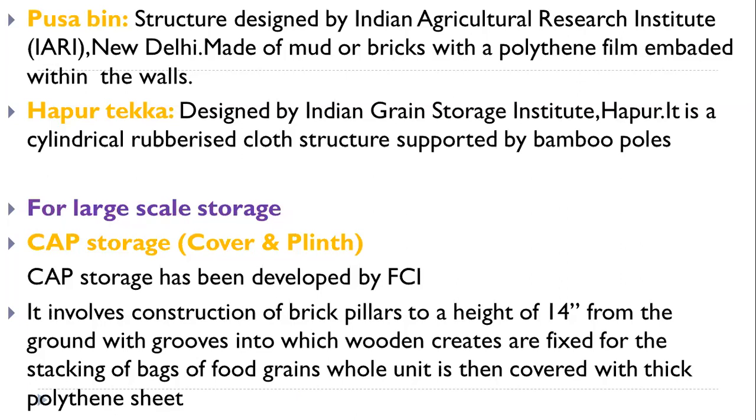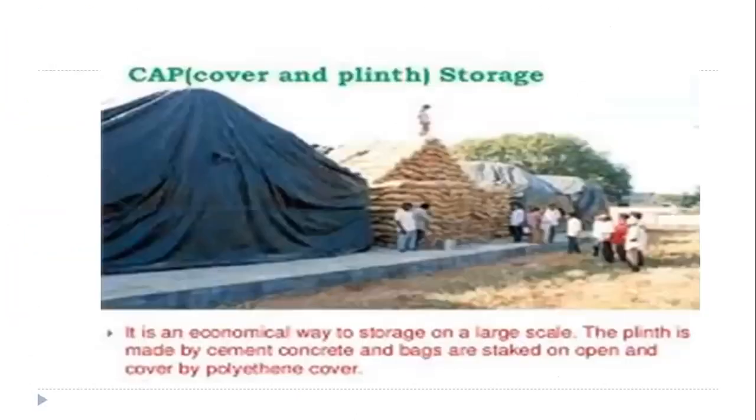CAP storage is used. CAP means cover and plinth storage. This CAP storage has been developed by FCI, the Food Corporation of India. It involves construction of brick pillars to a height of 14 inches from the ground, with grooves into which wooden crates are fixed for stacking bags of food grains. The whole unit is then covered with thick polythene sheet. So this is the photograph of the cover and plinth storage structure.